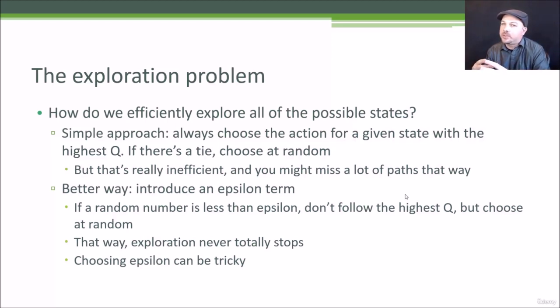A better way is to introduce a little bit of random variation into my actions as I'm exploring. We call that an epsilon term. So we have some value: I roll a dice, I have a random number, and if it ends up being less than this epsilon value, I don't actually follow the highest Q value. I don't do the thing that makes sense. I just take a path at random to try it out and see what happens. And that lets me explore a much wider range of actions and a much wider range of states more efficiently during that exploration stage.